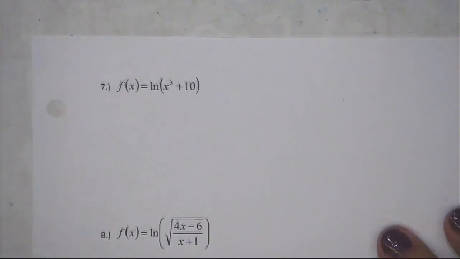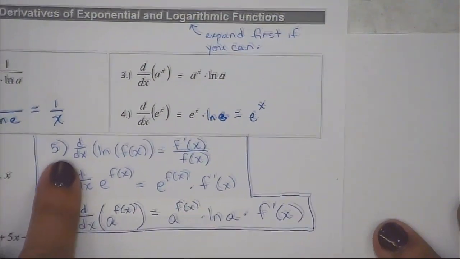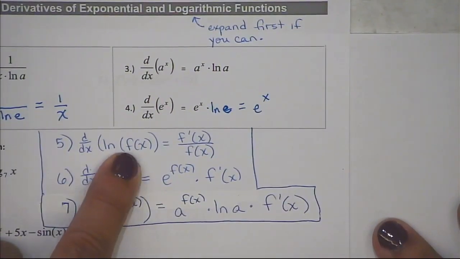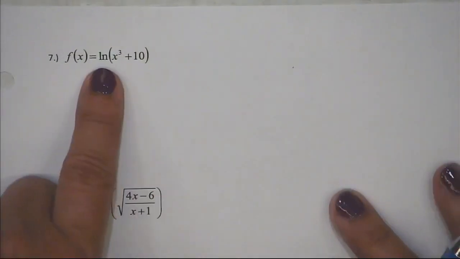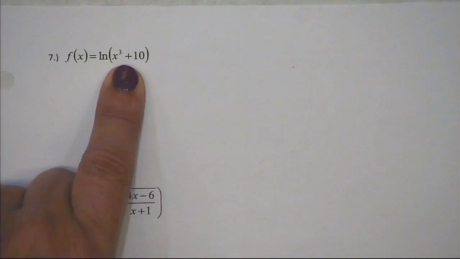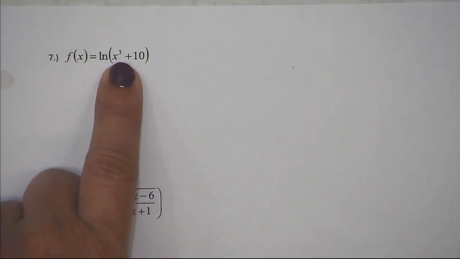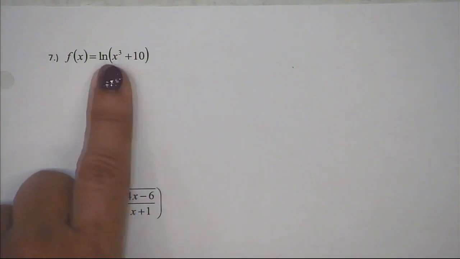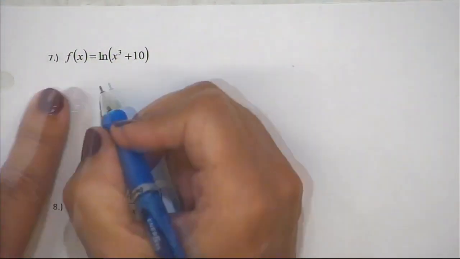All right, so we're going to jump to number 7. So this is one of those new rules I put up there, which was number 5. So that's what we're ready to do. So we have the natural log of a function. So the very first rule, the number 2 rule, is the natural log of just x. So the natural log of just x is just 1 over x.